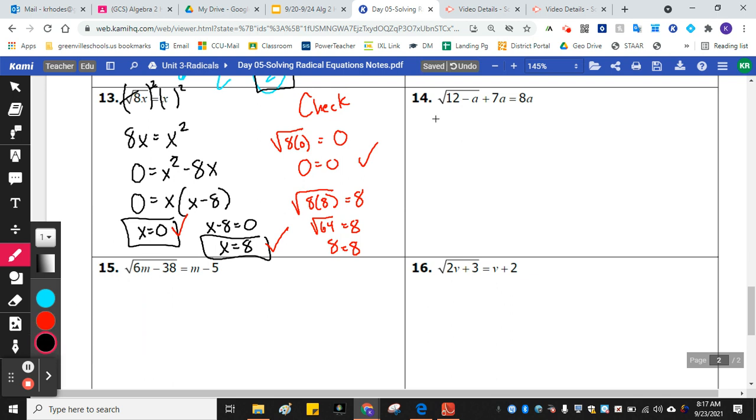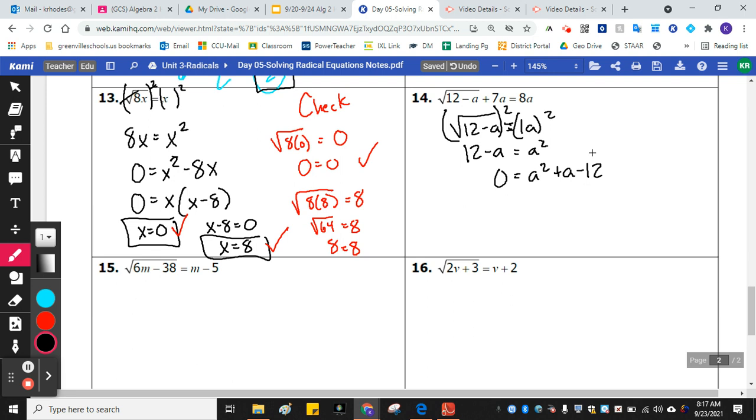Okay, keep going. So 12 minus a equals 1a. When I subtract over my 7a, square both sides. So 12 minus a equals a squared. Again, you have a squared, so you have to move everything to that side. So I add over a, I subtract over 12.